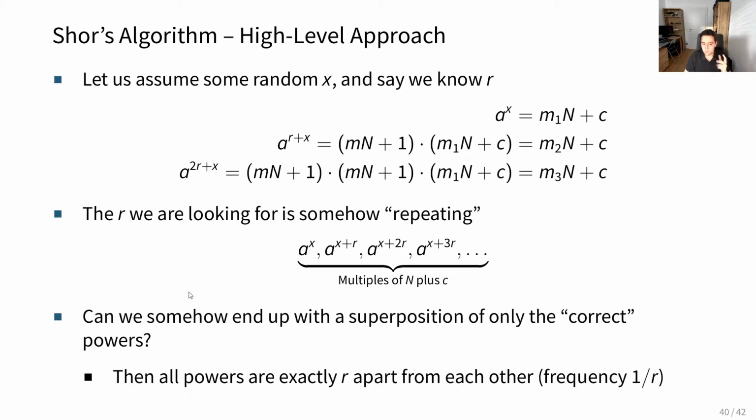So the thing is, can we somehow end up with a superposition of only the correct powers of these? Because if this is true, then we know that all the powers which we measure, which we get out, are exactly r apart from each other. We don't necessarily need to know r, we just need to know these powers, because then we know that they are r apart from each other, and r is exactly the number we're looking for. Well, the frequency is then 1 over r. This is the frequency of this wave.